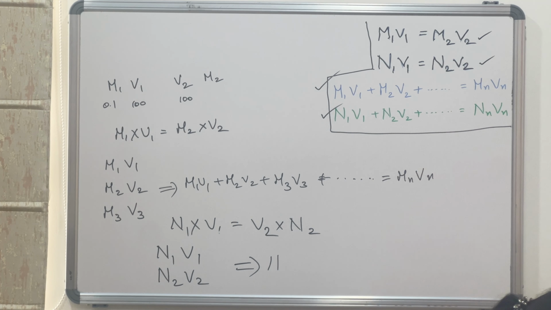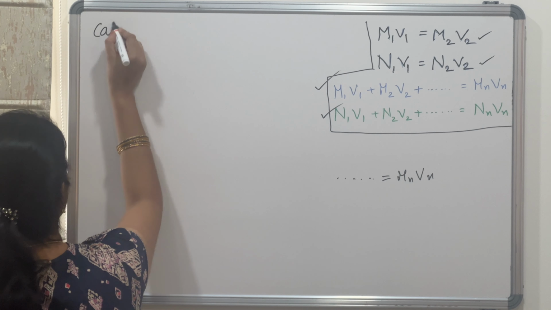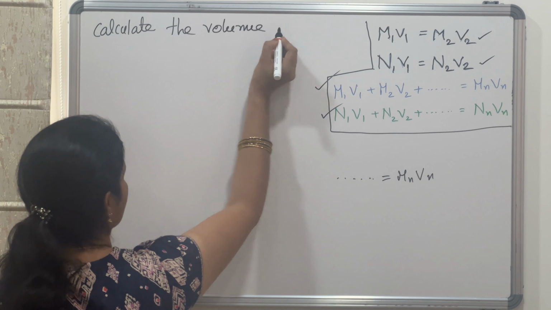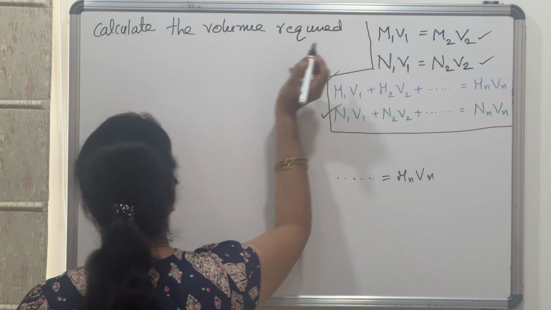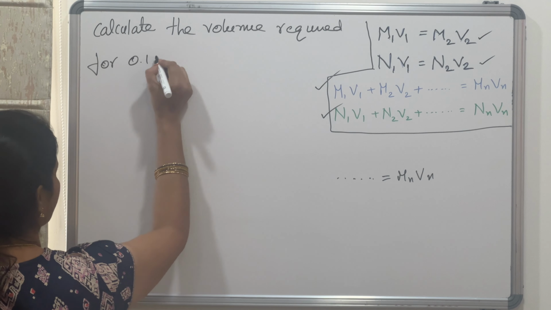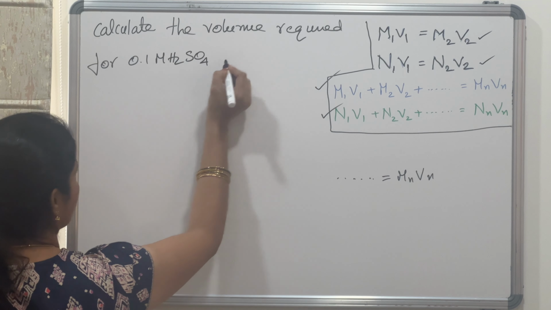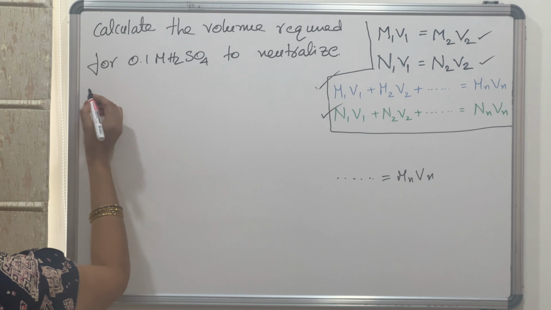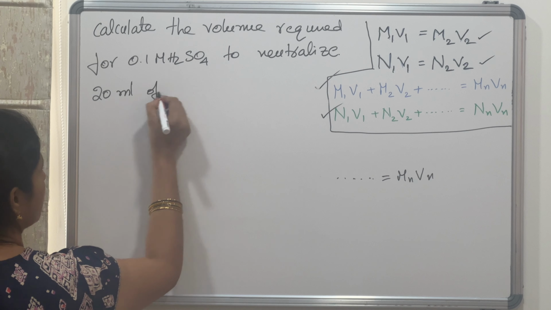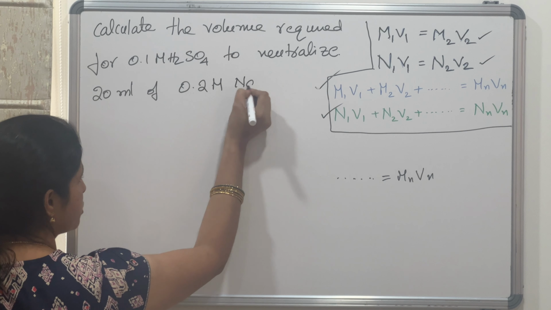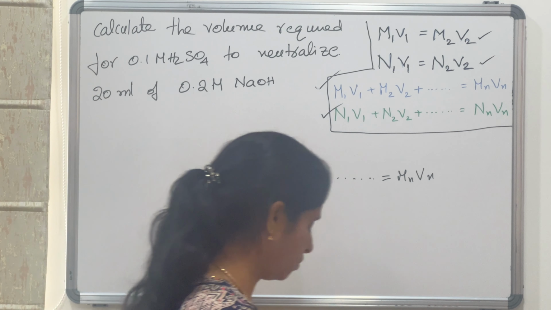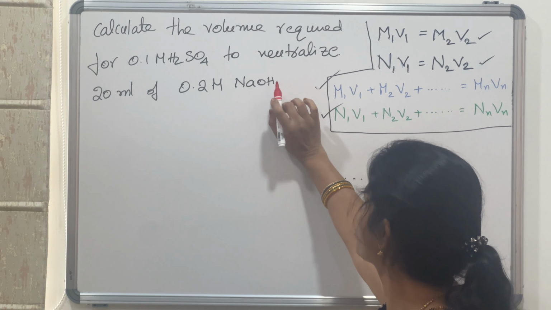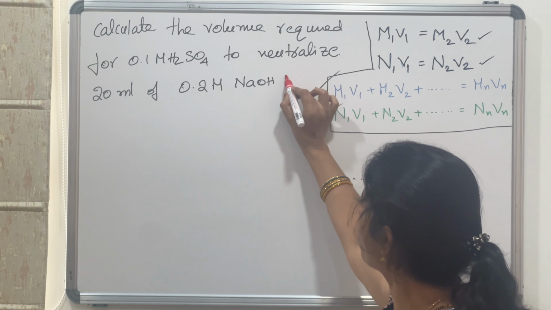Okay. Write down the question. Calculate the volume required for 0.1 molar H2SO4 to neutralize 20 ml of 0.2 molar NaOH.